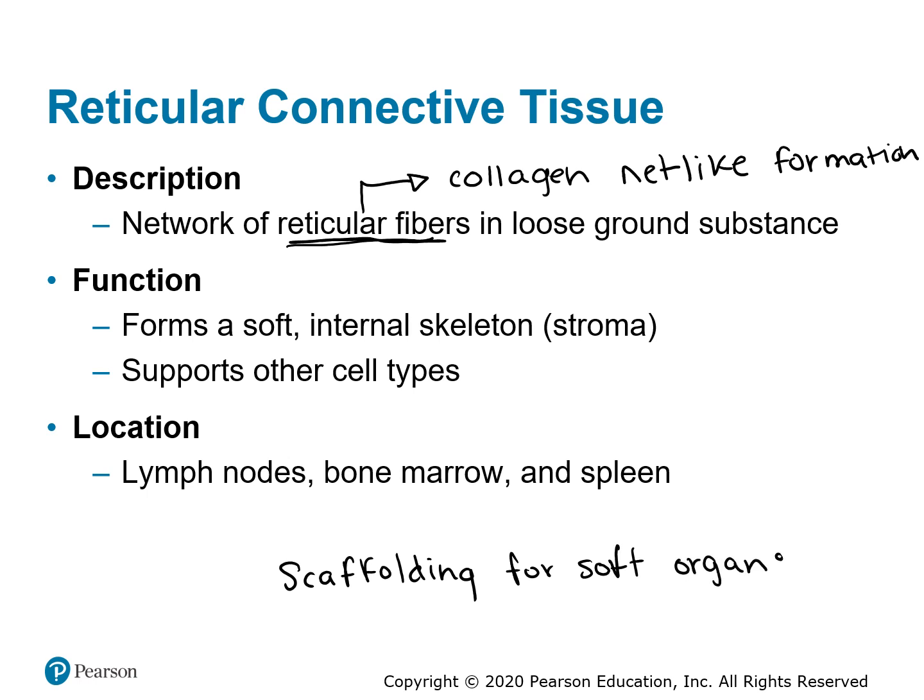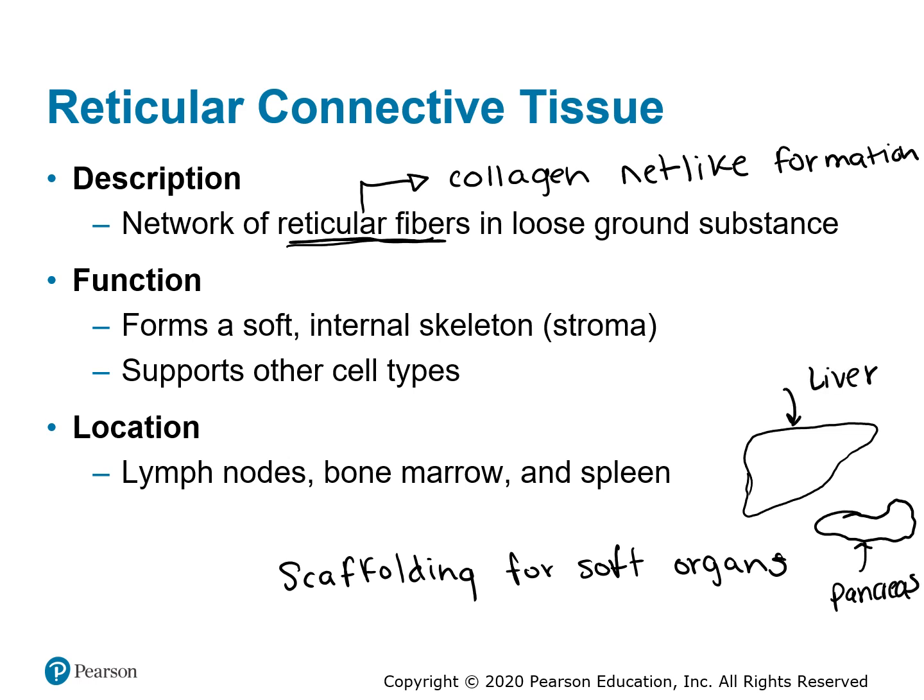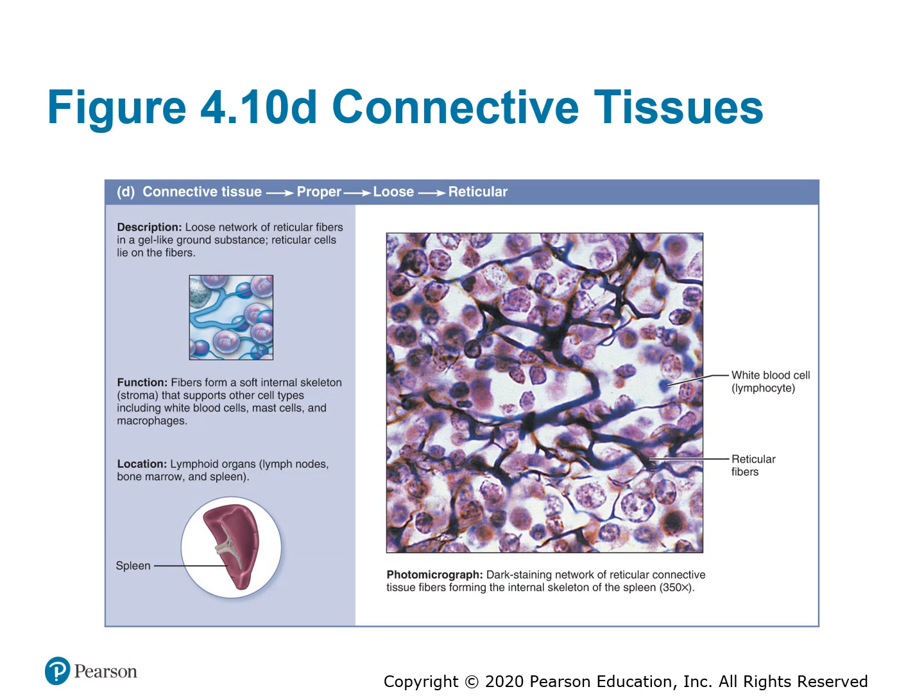So they help make up the shape of some of your softer organs, like your liver, your spleen, your pancreas. All of those need some structure, so the structure is formed by that reticular connective tissue.